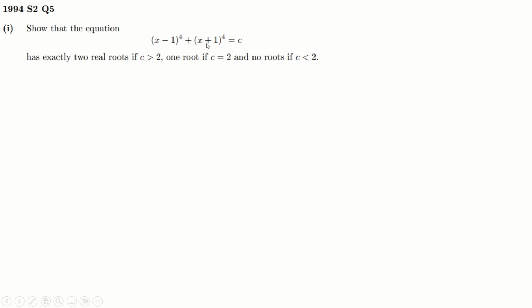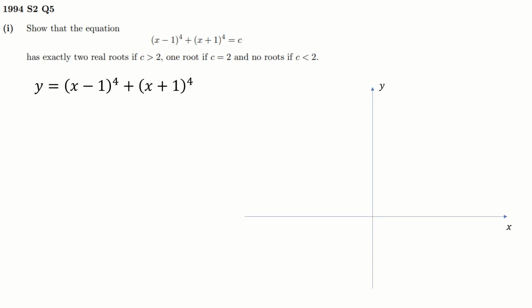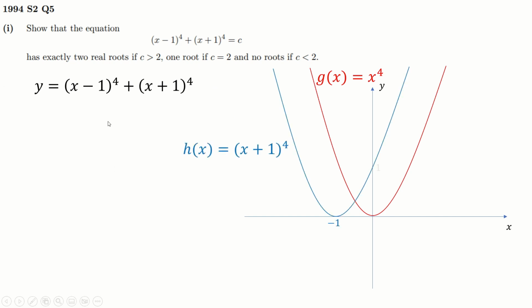Let's sketch this graph. There's probably lots of ways to sketch a graph like this, but I thought I'd do it in the laziest possible way, which is just to think about what the graph x to the power 4 looks like, which is obviously this. (x minus 1) to the power 4 is just that graph shifted right by 1, and this one shifted left by 1, so you end up with these two graphs. And when you add two graphs together, all you're really doing is taking any x point and just adding the two heights of the graphs at that point.